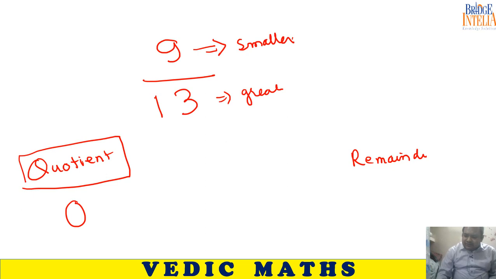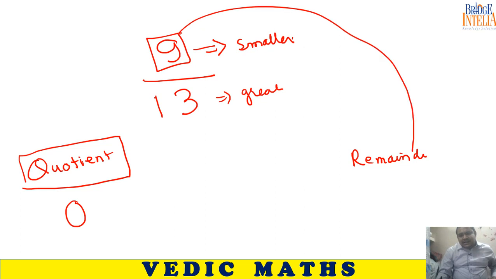If you are trying to divide a smaller number by a bigger number, not a single time will division take place. So the quotient will be 0 and the entire number will remain behind. Whatever number was given to you, the entire number becomes the remainder.